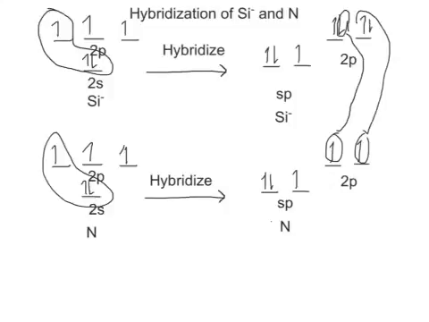This is how we're showing our pi bonding, and then we're going to take the lone electron from the sp orbital and show that it's being added to the sp orbital over here. And that's how we hybridize Si minus and N in this molecule.